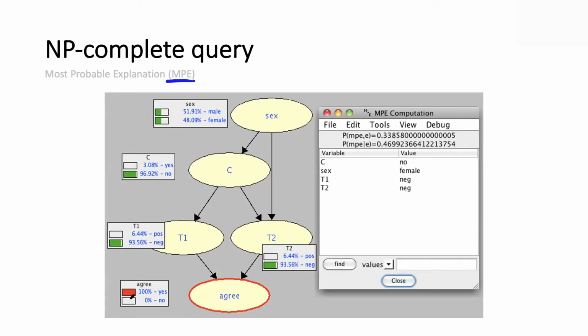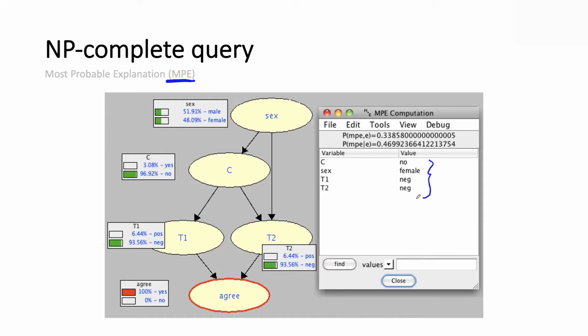And now I came and told you, look, someone took the 2 tests and they agreed. The 2 tests came out the same. I don't know how they came out, but they came out the same. I know the value of this variable, but I don't know the value of these 4. So 4 binary variables, there are 16 possible instantiations. And what I want is the one instantiation that has the highest probability. So I'm trying to find the instantiation of all variables that has the highest probability, and that's known as MPE.